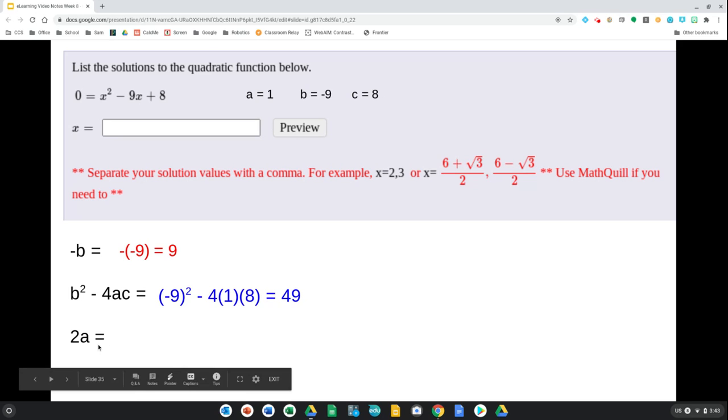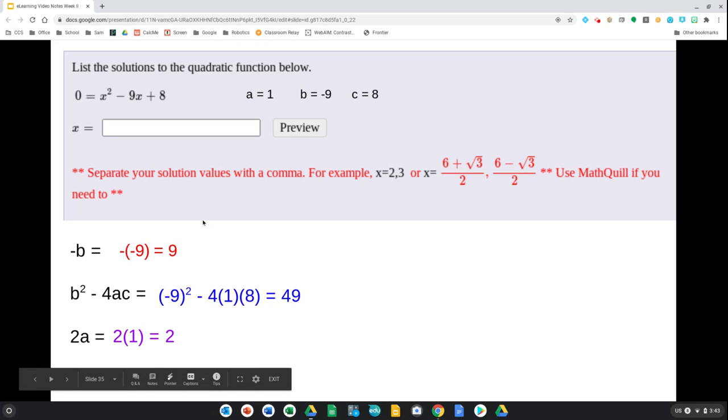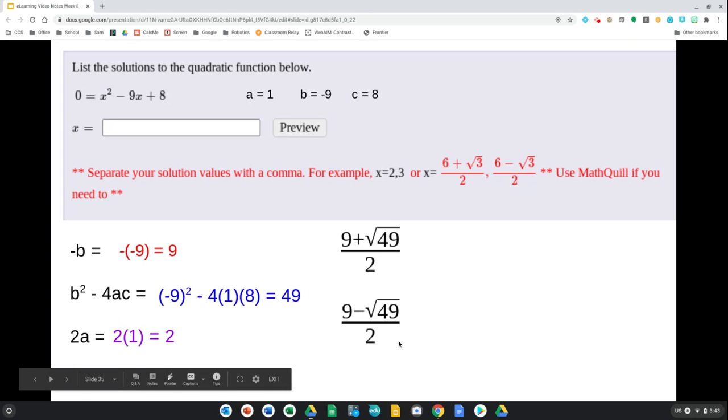And then finally, for 2a, what would you use? Okay, that's going to be 2 times 1, which is 2. So now we put this together using the quadratic formula. It's the first piece plus the square root of the second piece divided by the third piece. And then the same thing with the minus sign. So we're going to do 9 plus the square root of 49 divided by 2, and 9 minus the square root of 49 divided by 2.